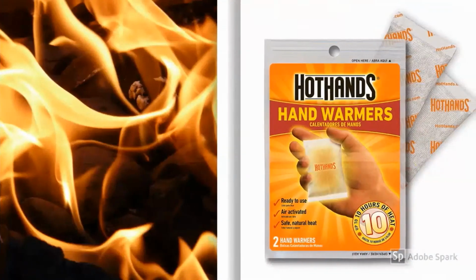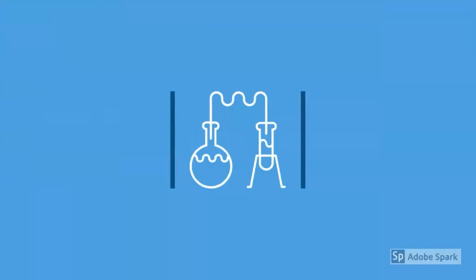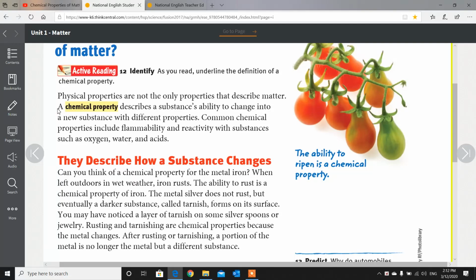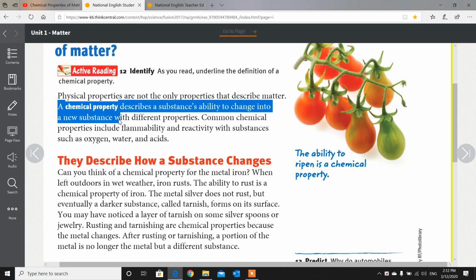Producing heat is another sign of a chemical reaction. Fire produces the heat. These hand warmers also produce heat. The hand warmers just have to be opened and exposed to air for the heat to begin. There are many different signs that a chemical reaction has taken place, and there are many different chemical properties of matter. So guys, chemical properties describe the substance's ability to change into a new substance with different properties.